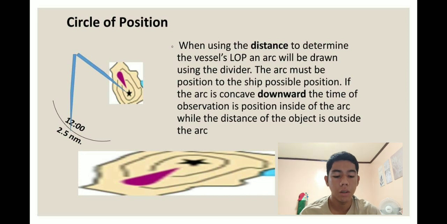Circle of position. When using the distance to determine the vessel's LOP, the arc will be drawn using the divider, and the arc must be positioned toward the possible position. If the arc is concave downward, the time of observation is positioned inside of the arc while the distance of the object is outside the arc. So if concave downward, your time will be inside of the arc, while the distance will be outside the arc, for example the distance is 2.5 nautical miles.